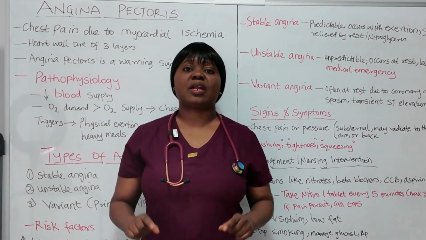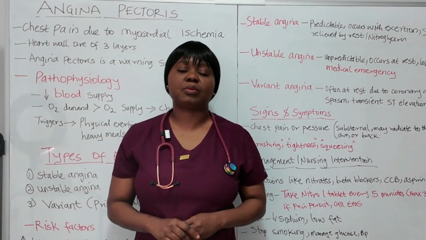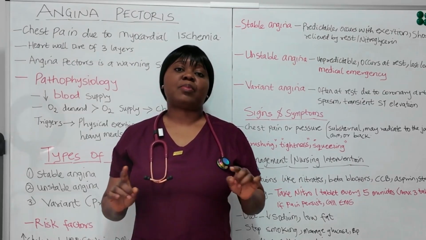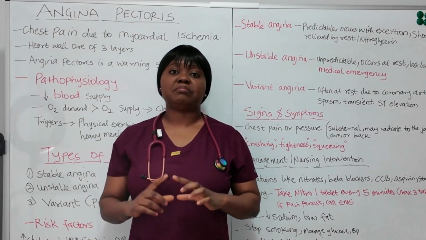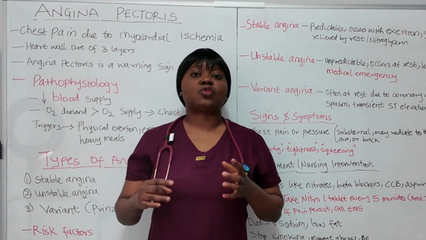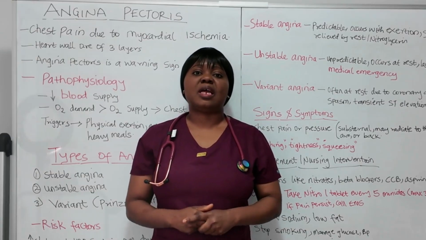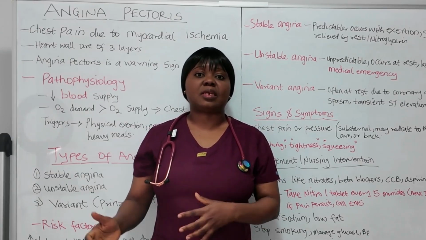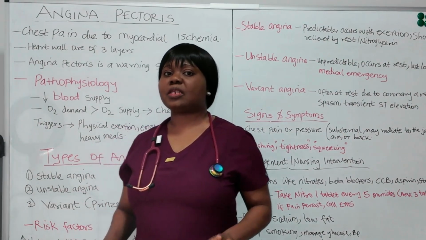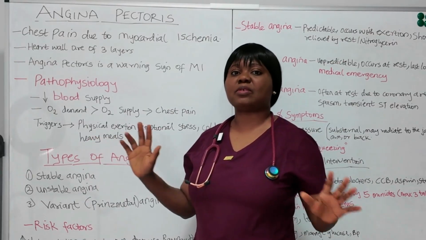The right coronary artery supplies the right atrium, the right ventricle, and the inferior portion of the left ventricle, that portion where the SA and the AV node meet. The left coronary artery supplies the left atrium, the left ventricle, and the interventricular septum, the lateral and posterior wall.